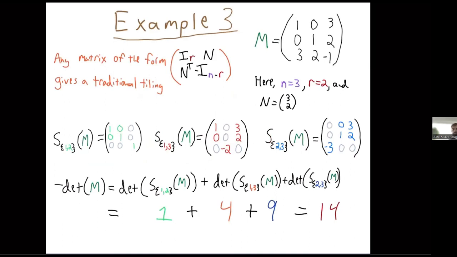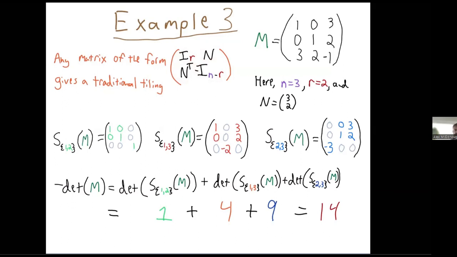So a few more examples. This was my favorite example for a while. One thing I'll mention is that if you ever have a block matrix where we have the identity here, the negative identity here, and then some matrix here, and then its transpose over here, then it will always form a tiling in the traditional sense. This is the first type of matrix I was looking at in the original version of the theorem.